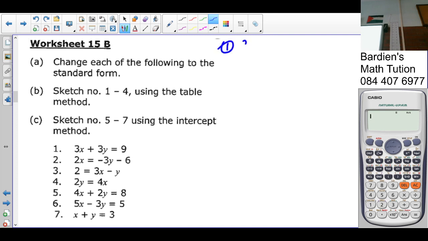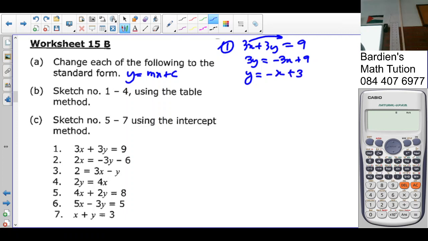So we got 3x plus 3y equals 9. Standard form. What is standard form? It must be in the form of y equals mx plus c. So how do I get it in that form? I take the 3x over. So 3y equals negative 3x plus 9. Now I divide by 3. So y is equal to negative 1x plus 3, or negative x plus 3 is the same.